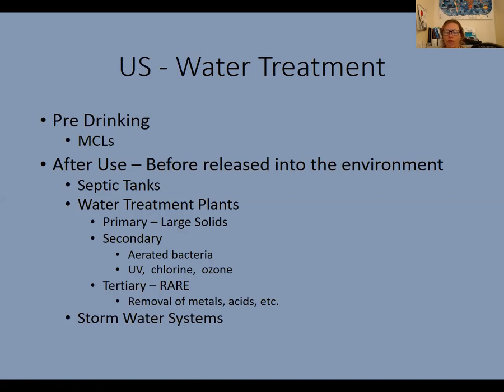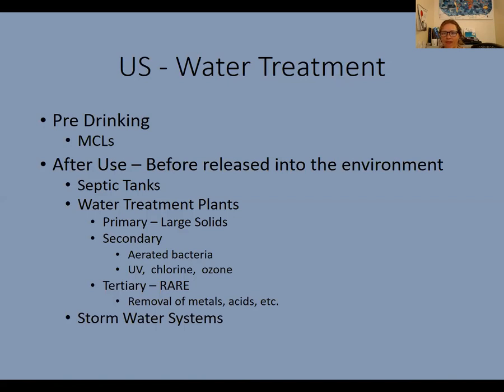So first of all, they go through what's called the primary treatment process, which is basically just separating out large solids, like poop or other things that might get into the toilet, from the water. So that's literally just a separating out of large chunks from the water. And then they go through what's called a secondary treatment process, where they use bacteria or UV ultraviolet light, chlorine or ozone to clean the water.